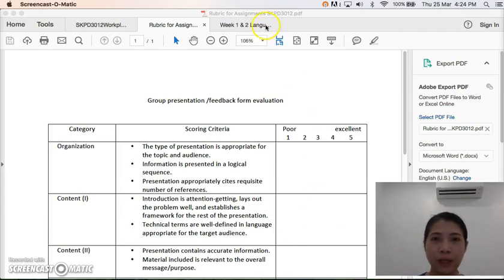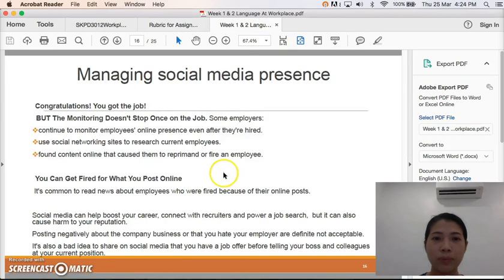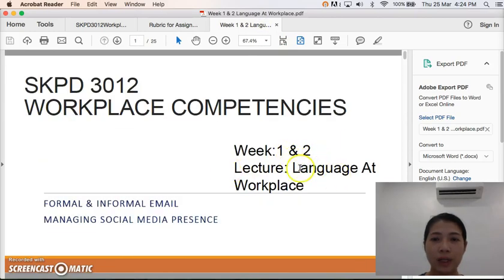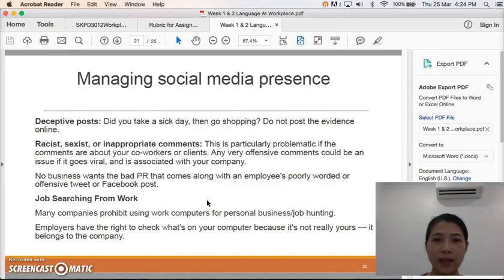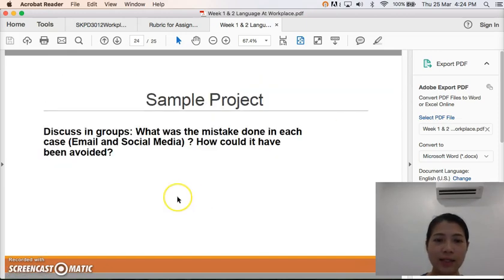So in the first week topic about language at workplace, there are 2 subtopics in it in which they are 1. Formal and informal email. 2. How do you manage a social media presence? At the end of this slide, at slide 24, you'll be able to see the assignment question.